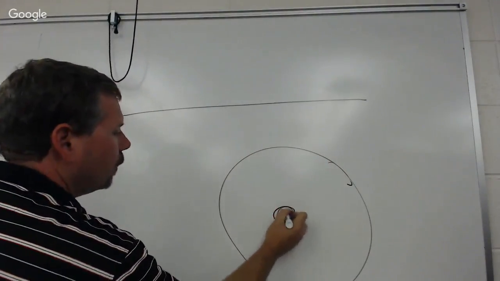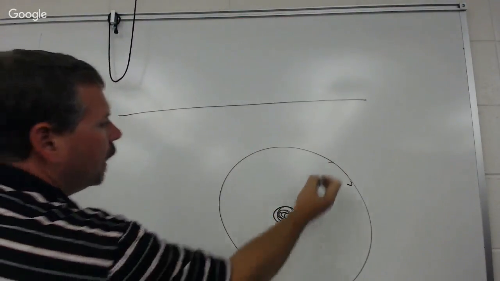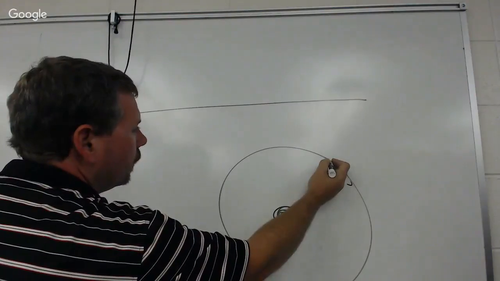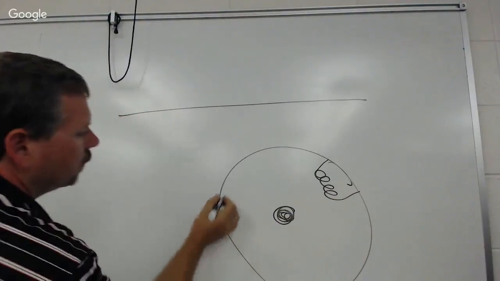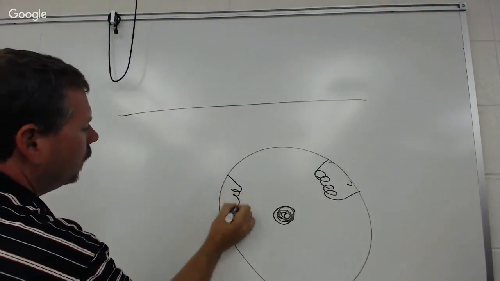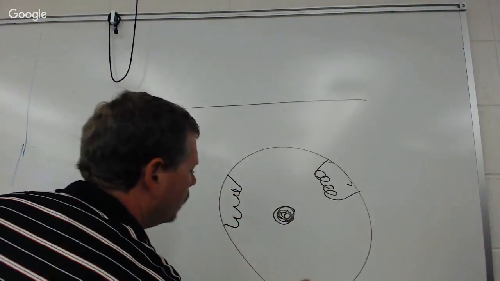Here's the center of my motor. This is a cross-sectional area. I'm going to put a coil right here, probably a coil right here and a coil right here.